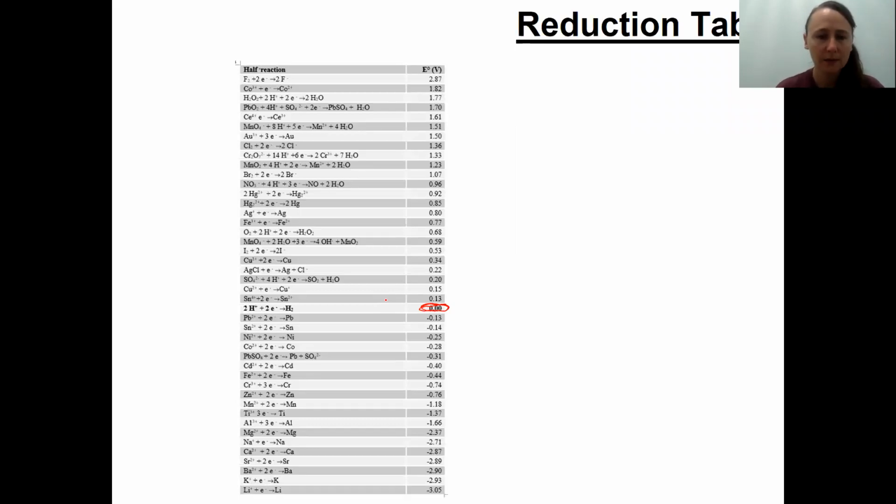So at the top, we have positive numbers for things that are very good at being reduced. They like to be reduced. A potential is produced when these substances are reduced. So we have our half reaction organized with the oxidized form. It gains electrons and produces the reduced form. So in terms of a metal, we're going to start with the ion, gain some electrons, and produce the metal. But we have other substances that can get reduced as well.